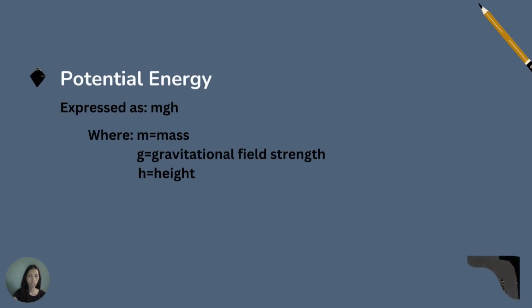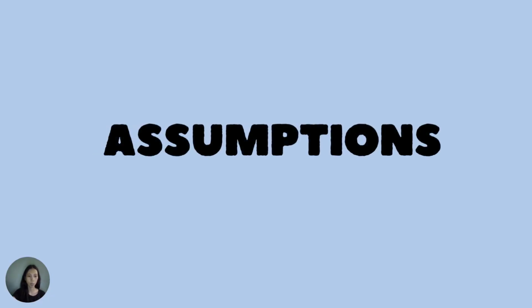Next is potential energy. Potential energy in a fluid refers to the energy associated with the fluid's height in a gravitational field. It is expressed as mgh, where m is equal to the mass, g is equal to the gravitational field strength, and h is equal to the height. Here are the key assumptions.